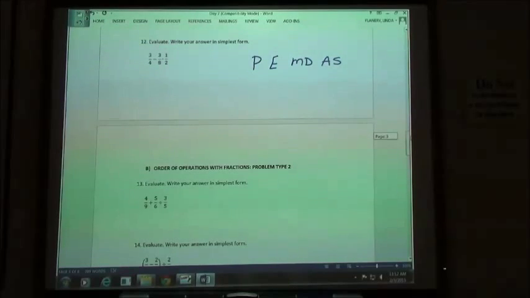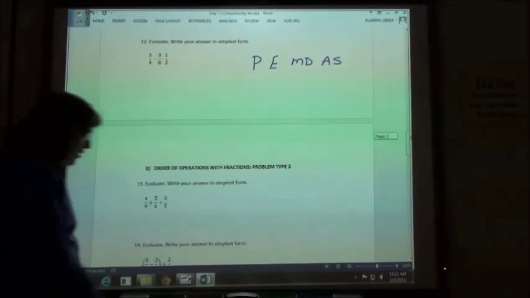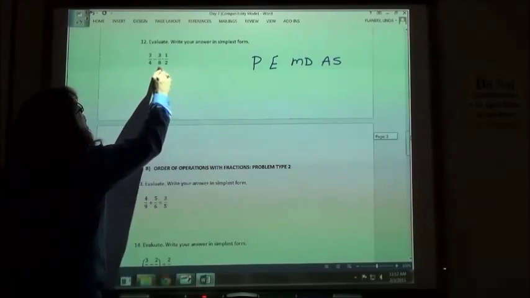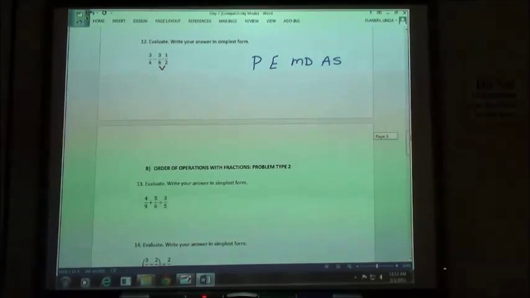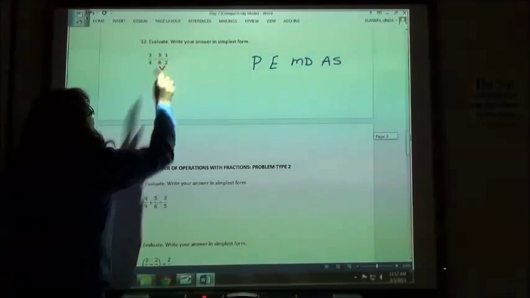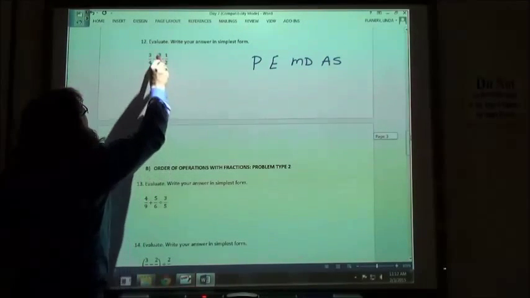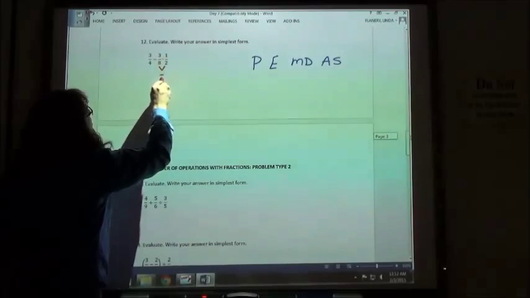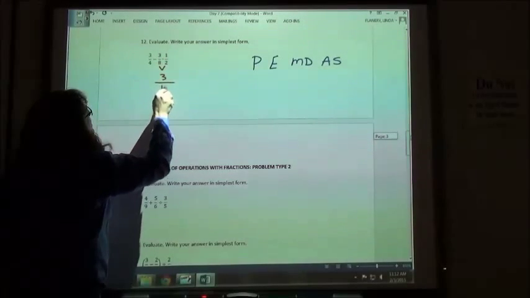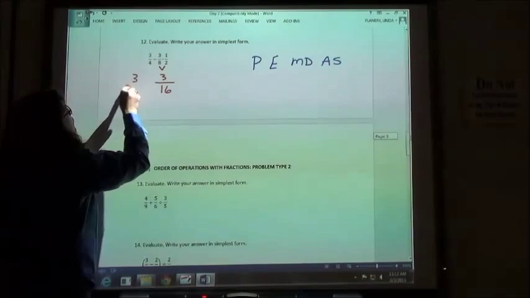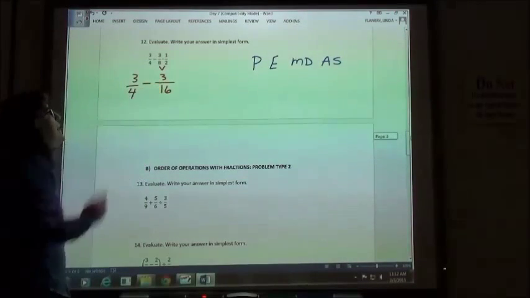So number 12, if I'm following my order of operations, since there are no parentheses, I have to do the multiplying before I do my adding and subtracting. Can't reduce the 3 with the 2, can't reduce the 1 with the 8, so I'm going to take 1 times 3, which is 3, 8 times 2, which is 16. So I have 3/4 minus 3/16.